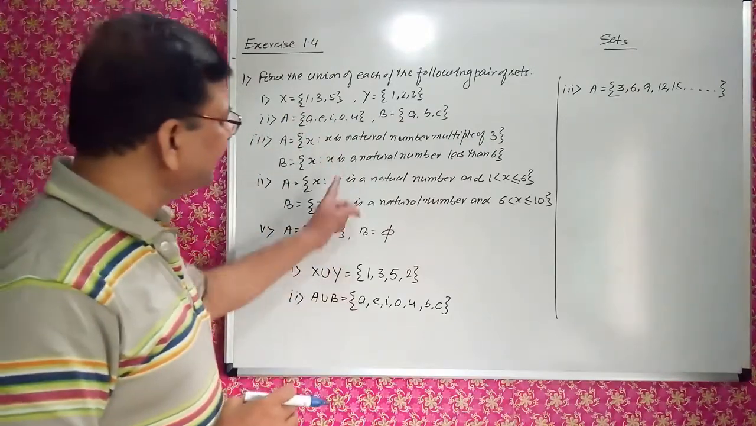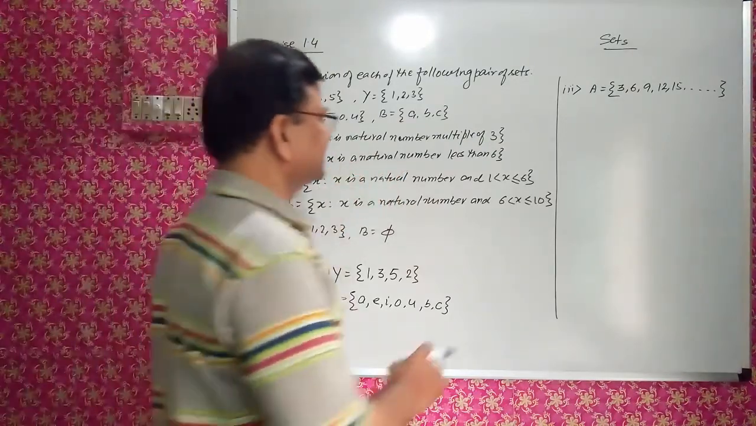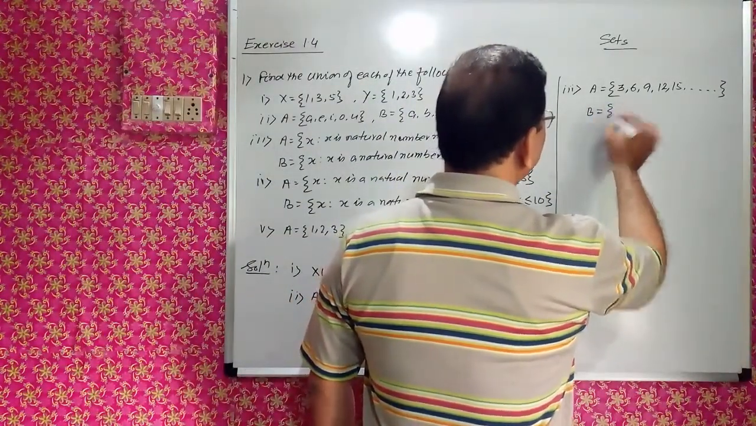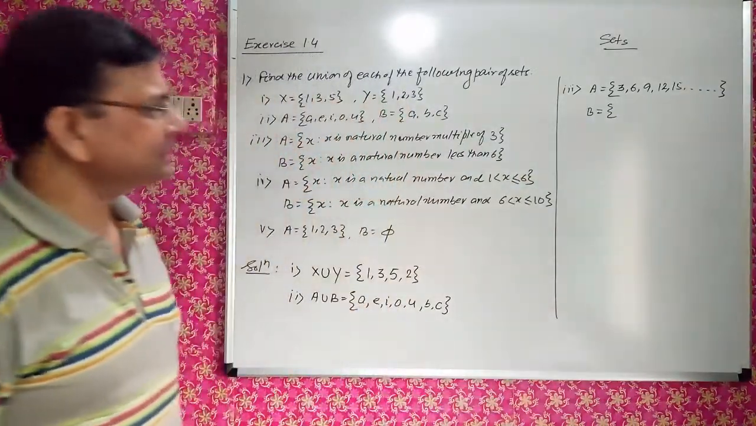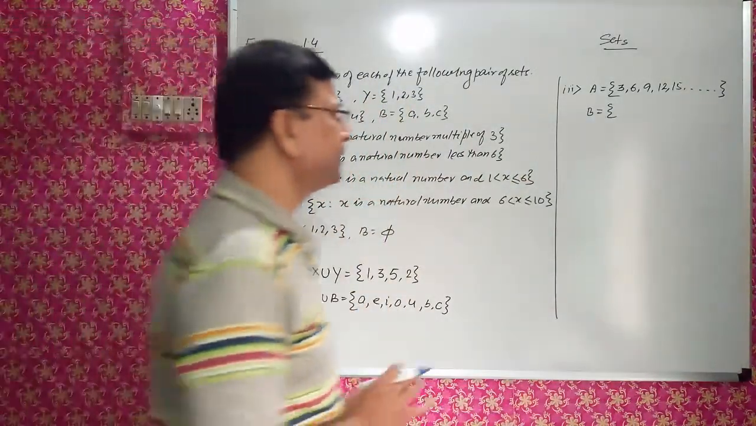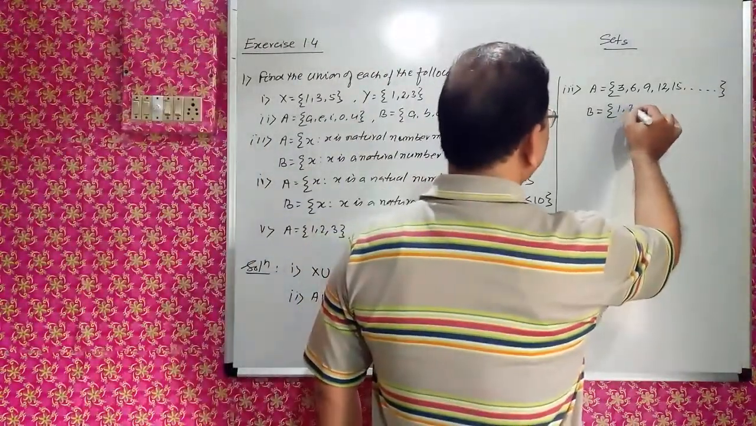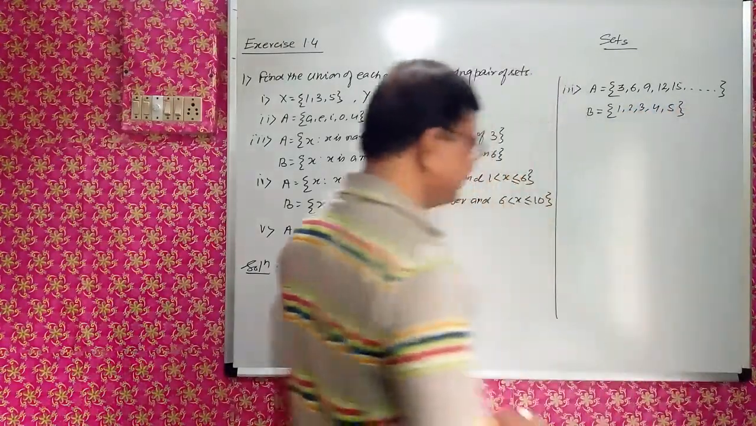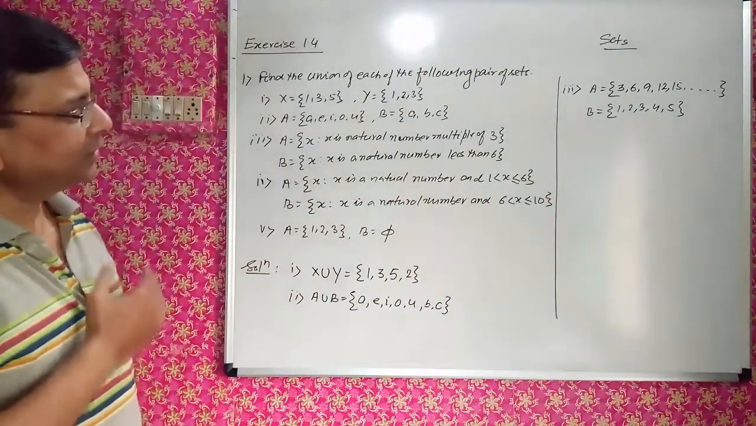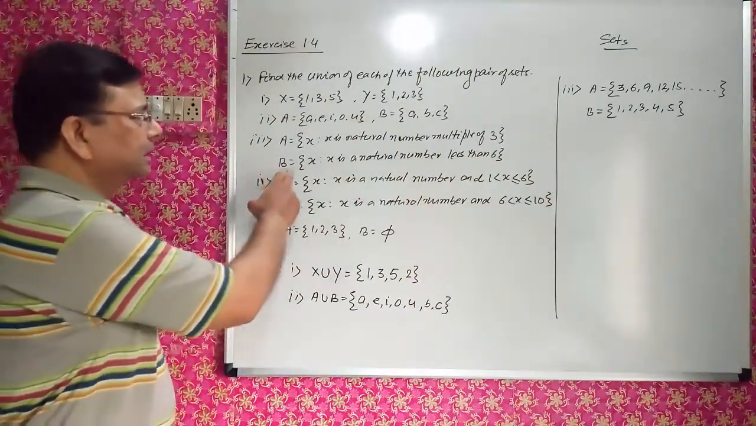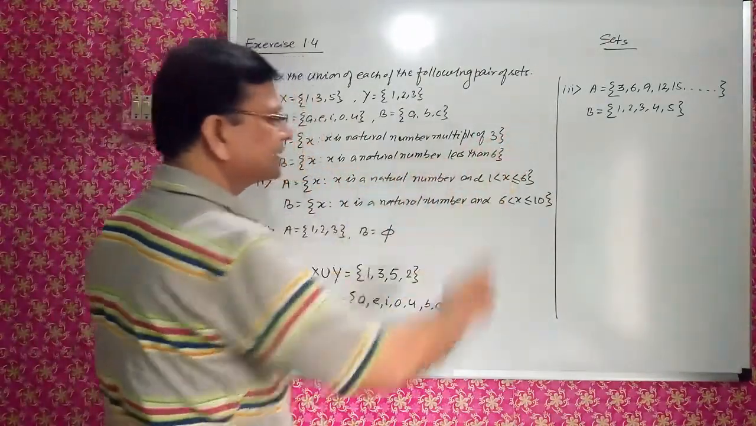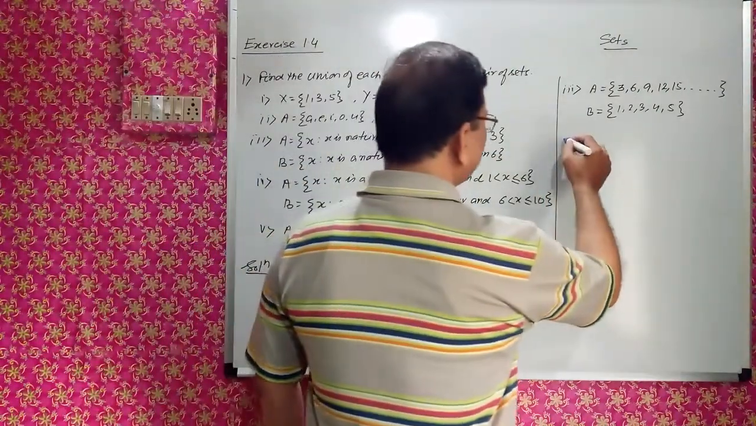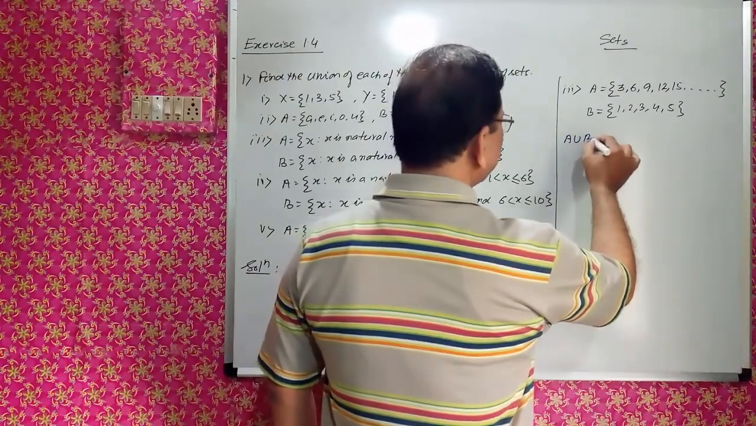B is X is a natural number less than 6. So I will write B. B is the natural numbers less than 6, which means it starts from 1. So 1, 2, 3, 4 and 5. Up to this we can take. We cannot go beyond that because it is less than 6. And you have to find the union of these two. So A union B.